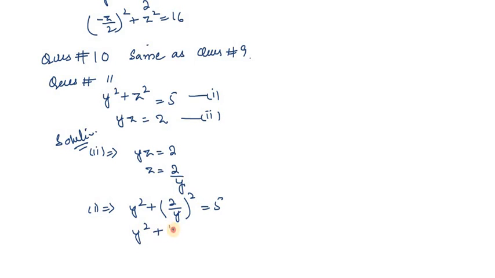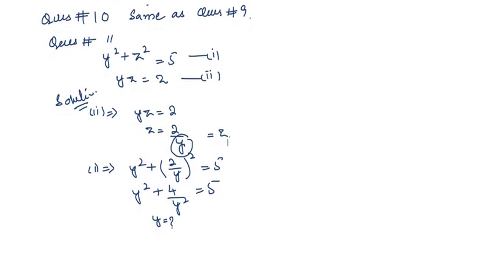So y square plus 4 upon y square is equal to 5. Here we take LCM and get the value. After taking LCM and solving, we get the value of y, and put the value of y back in equation number 2 in the place of y, and get the value of z and form the solution set. So this is the simple substitution method.